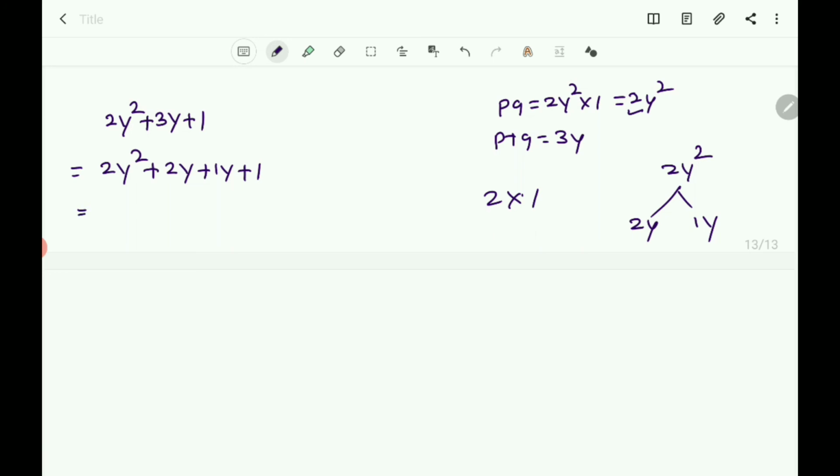And 2 is common here, and y square, y is common. In the bracket, what is remaining in the first term? y is remaining. 2y into y plus 1. Again plus 1 into y plus 1. Then y plus 1 is common. y plus 1 into 2y plus 1.